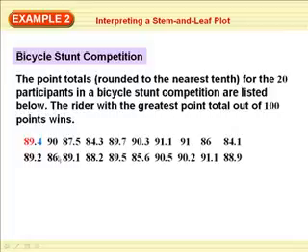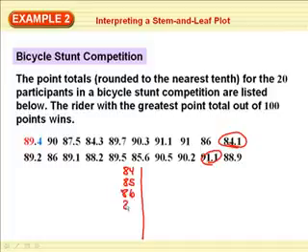So we look at this and we look for our lowest number. Let's see, I see an 84.1. I don't see anything lower than 84. And I see a 91.1. I see that actually twice. So I'm thinking those are my highest and my lowest. So our stems are going to go 84, 85, 86, 87, 88, 89, 90, 91. So 89.4 would be right there.